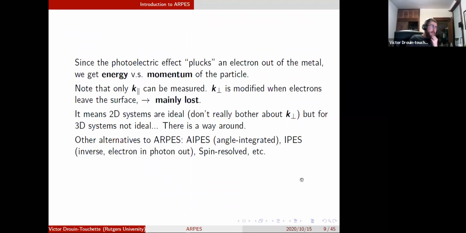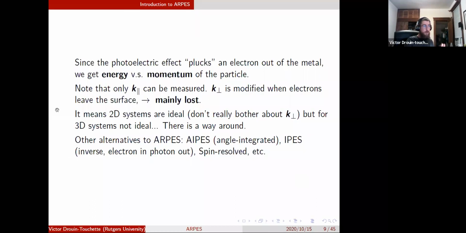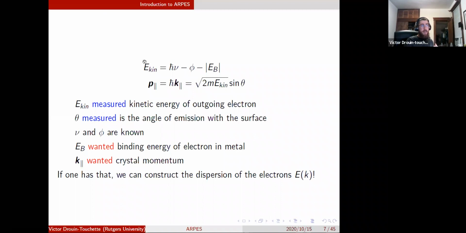So, like I said, because of the photoelectric effect, we're able to pluck an electron right out of the material. So we're able to get this energy versus momentum of the particle. Now, you might remember that in the equation I just showed before, the momentum conservation equation is really a momentum conservation in the longitudinal range.